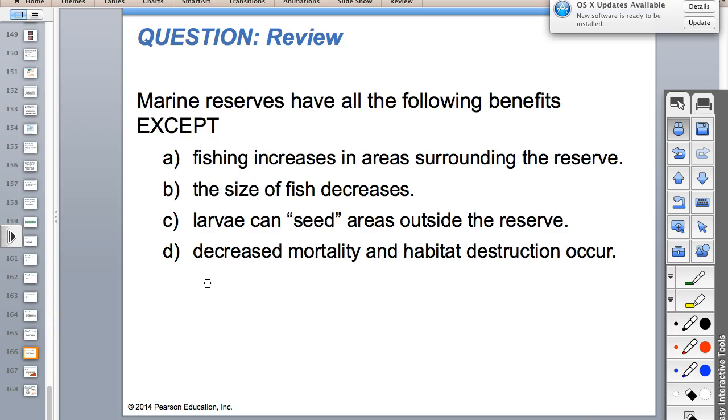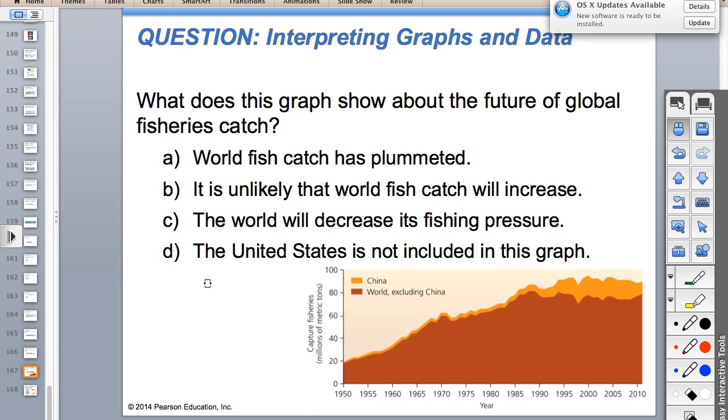Marine reserves have all the following benefits except, oh, that's the wrong color. Alex. Is it me? Yeah, so the size of the fish is going to increase in reserve. So, right. What does this graph show about the future of global fisheries catch? Chelsea? Yeah, so it's unlikely that it's going to increase because we're already kind of putting it all out there.